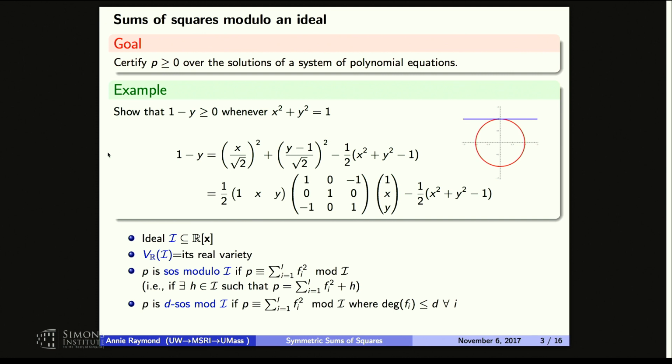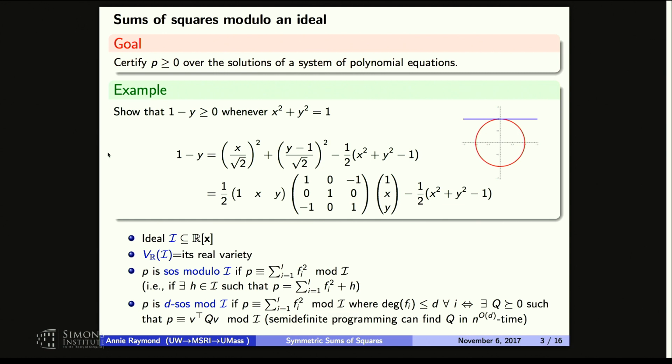Okay. And so if it so happens that all of the polynomials that I'm squaring have degree at most d, then I'll say that this is a degree-d sum of squares modulo an ideal. So the very nice thing here is that, modulo some very minor conditions, for the type of systems that I'll be interested in, I will be able to do that. If I let that d grow, then I will be able to find my sum of squares.